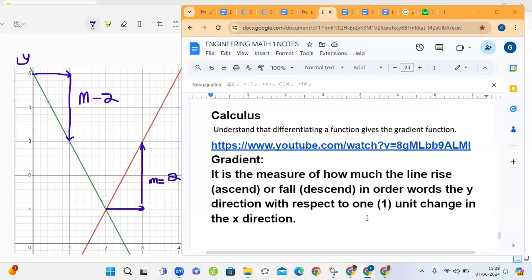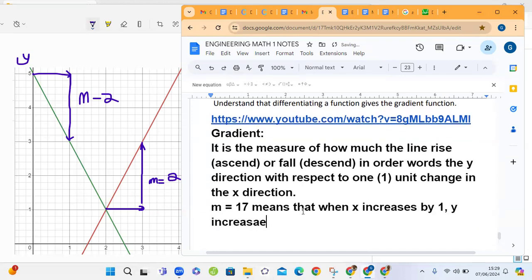So just to conclude this video, let us say you've got a gradient of small m, a gradient of, let us say, 17. That means that when x increases by 1, y increases also by 17.